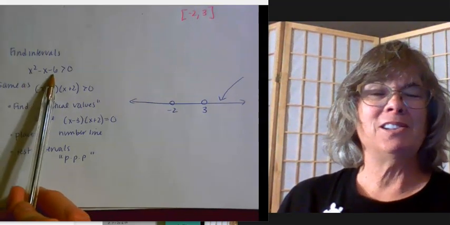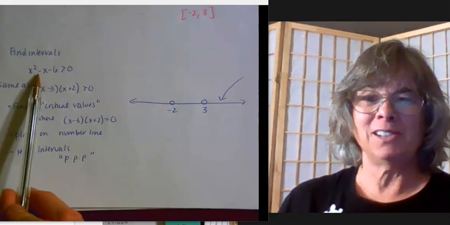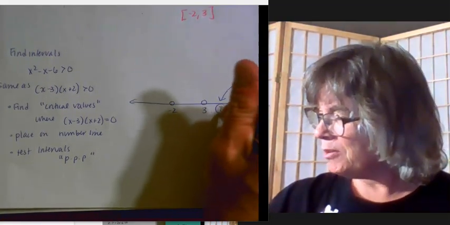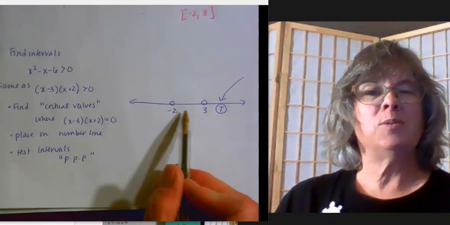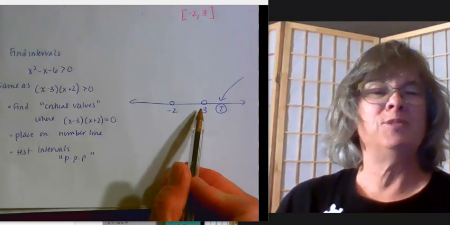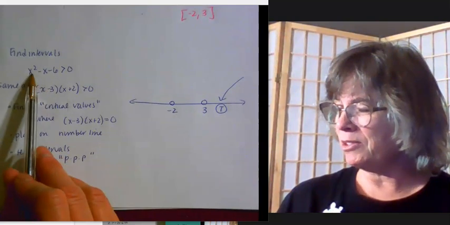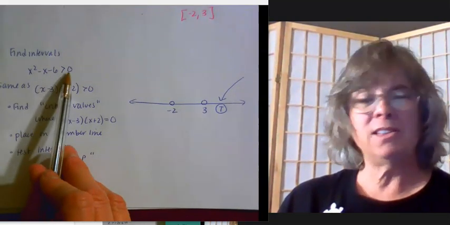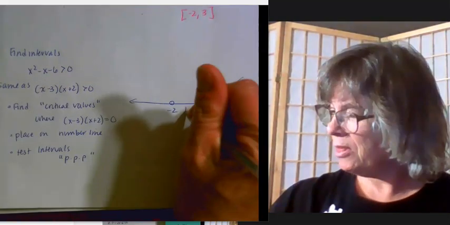Minus 100 minus 6, that's still going to be positive, isn't it? So that's going to be true. If I were to choose a value between negative 2 and 3, let's say 0, if I plug in a 0, that's awfully convenient, it will make this statement false.